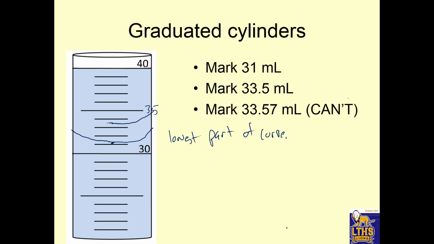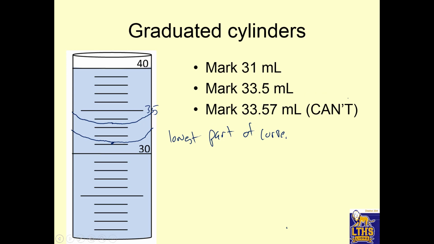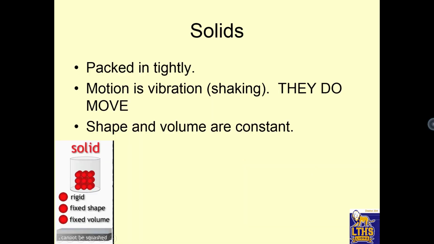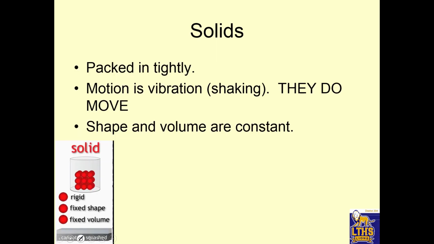Let's do 33. Wait. I think we can do 33.57. Oh, I can't. Oops. I can't do that because I can't tell 33.57 from something 3 away, right? From like 33.54. You just can't tell that. Okay? So basically, numbered, unnumbered, and an estimate.